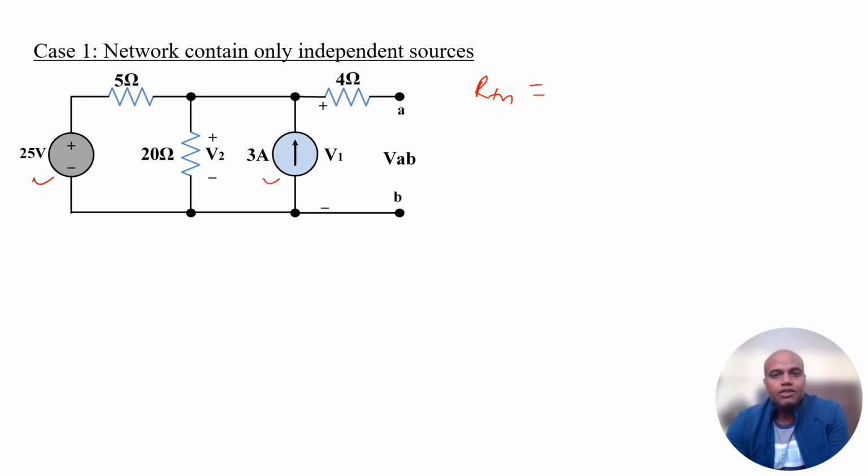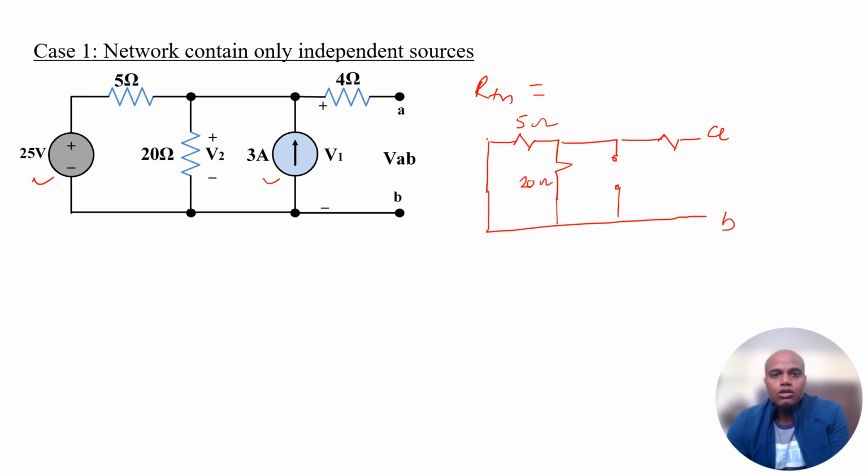So the circuit gets modified like this. Here the current source becomes an open circuit, and then we have the 4 ohm resistance, and these are the terminals across which we need to find the Thevenin equivalent circuit, and this becomes the 4 ohm.